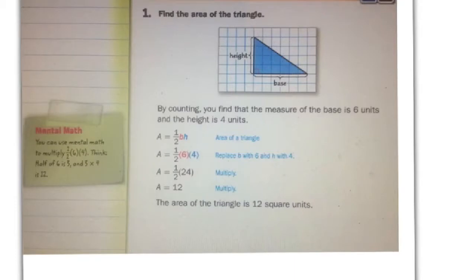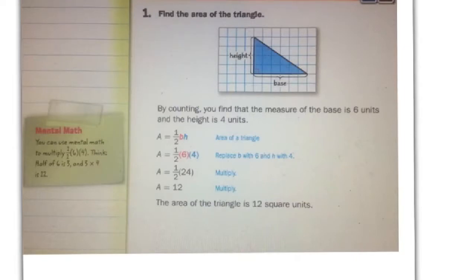Okay, let's do an example together of finding the area of the triangle. By counting, you find that the measure of the base is 6 units. 1, 2, 3, 4, 5, 6. And the height is 4. 1, 2, 3, 4. So then we plug it into our formula. Area equals 1/2 times the base times the height. Plug in the 6 and the 4 for the base and the height. Multiply 6 times 4, which is 24. Then take 1/2 of 24, which is 12.